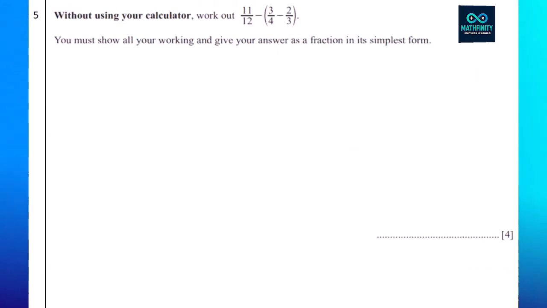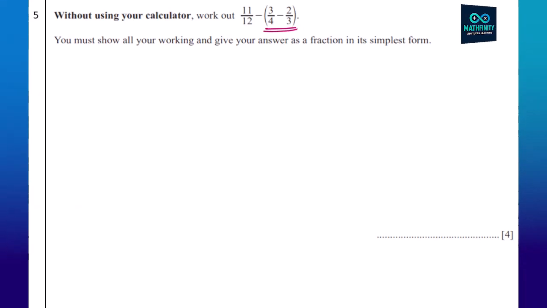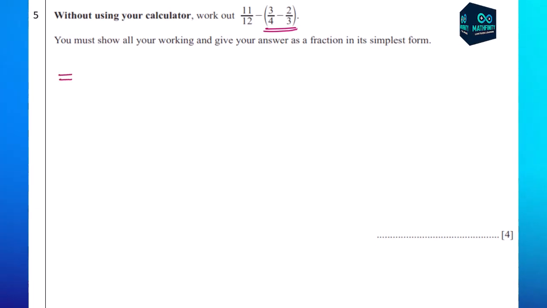Question number 5. Without using your calculator, work out 11 over 12 minus bracket 3 over 4 minus 2 over 3. In this question, they give us 3 fractions to solve, but they mentioned properly that first you have to solve the second and third fractions, because these 2 fractions are inside the bracket. So according to the BODMAS rule, we have to solve the bracket first. And also we can see that there is no mixed number, so we will keep 11 over 12 as it is, because first we have to solve inside the bracket.